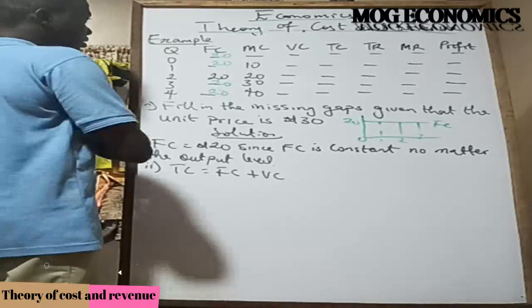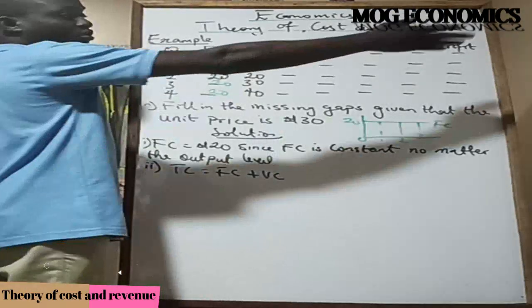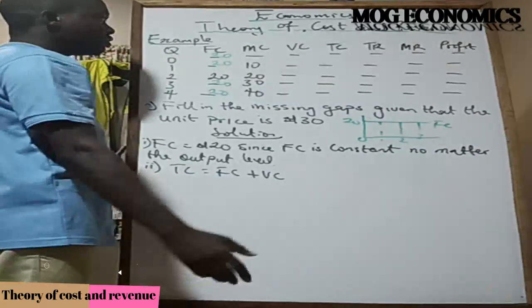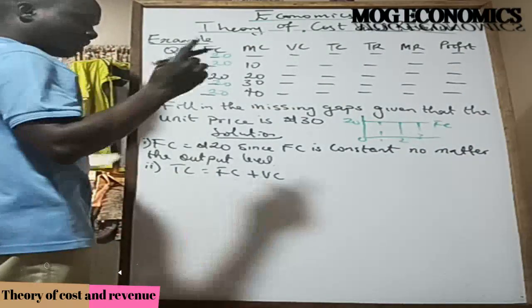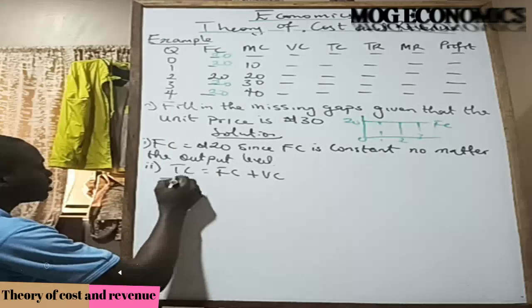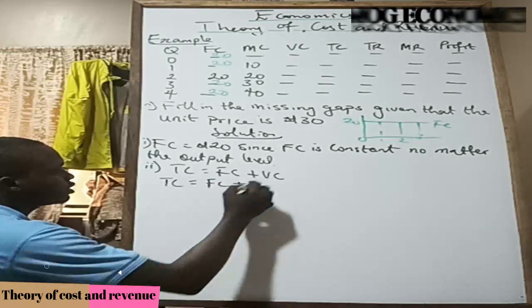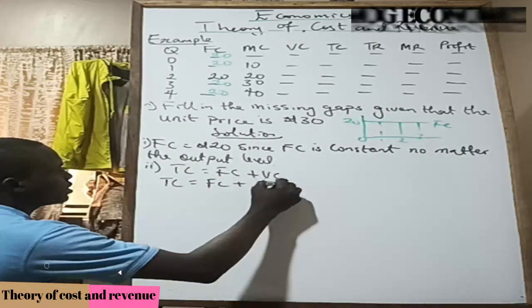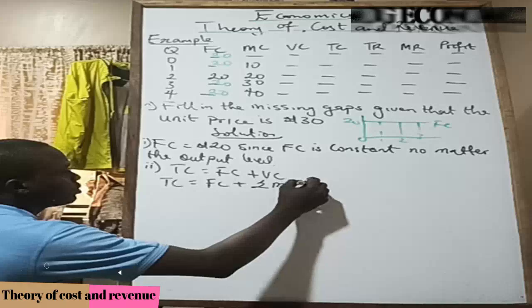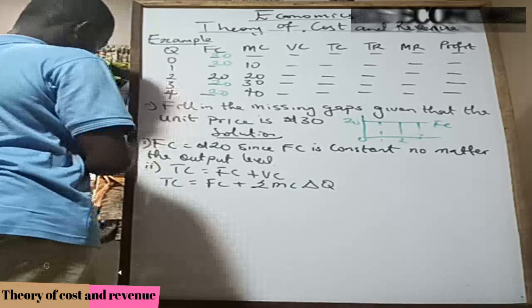Remember that there are other formulas. You could also use averages, like average total cost, but you don't have anything like average total cost here, so you can't use that. So you're left with the last formula, which is: total cost is equal to fixed cost plus the sum of your marginal cost multiplied by change in Q.